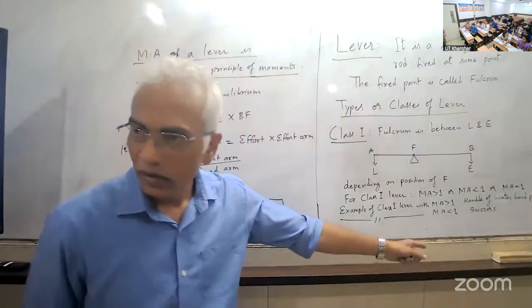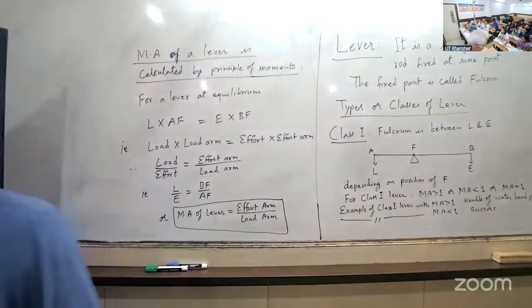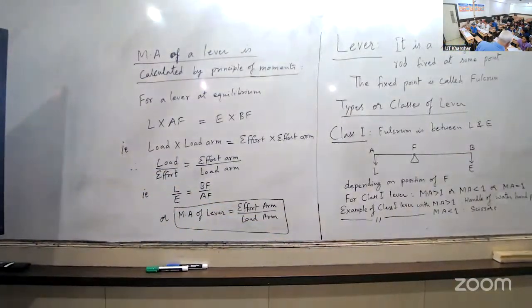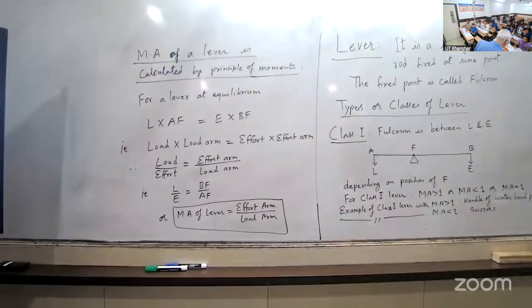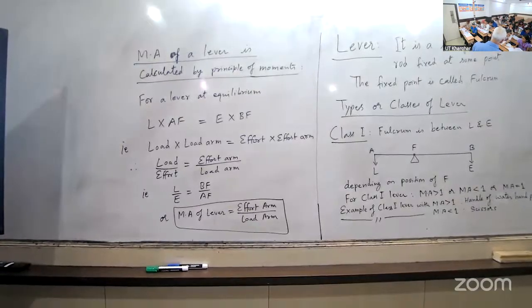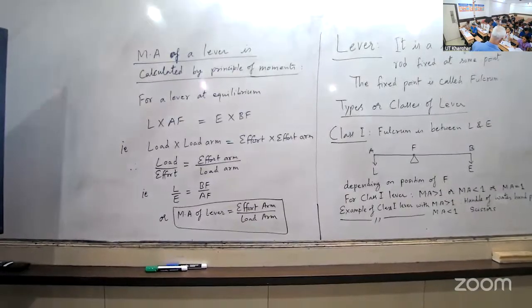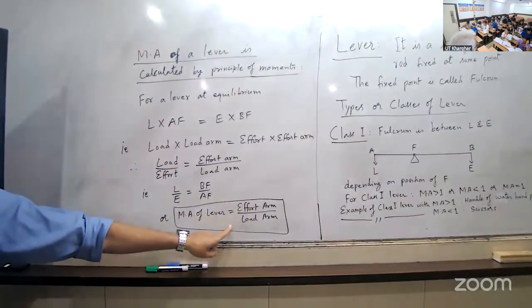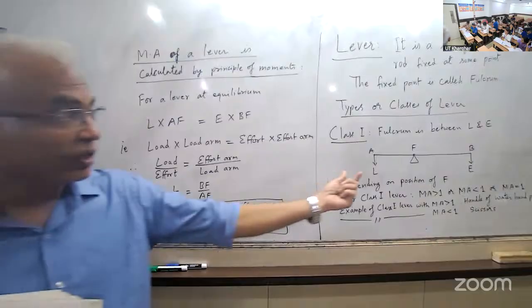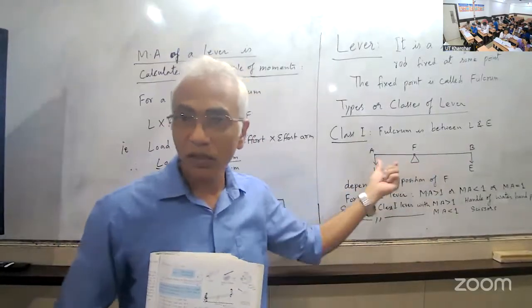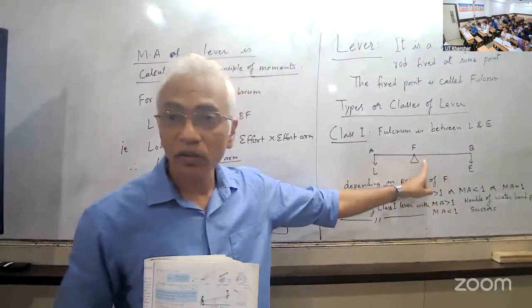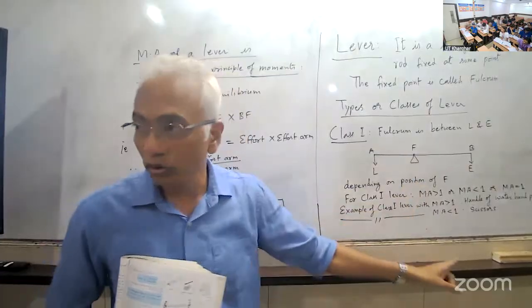So Caesars, okay? Caesars or Caesar, what do you call it? Caesars, okay? So look, its effort arm is small, the load arm is bigger, okay? So effort arm divided by load arm. Depending upon the fulcrum position, if you move it left or right, and if you keep it exactly in the middle, what will happen? Effort arm will be equal to load arm.